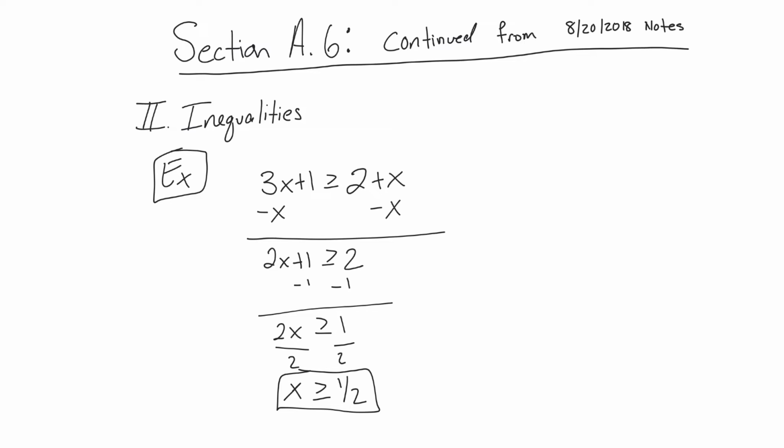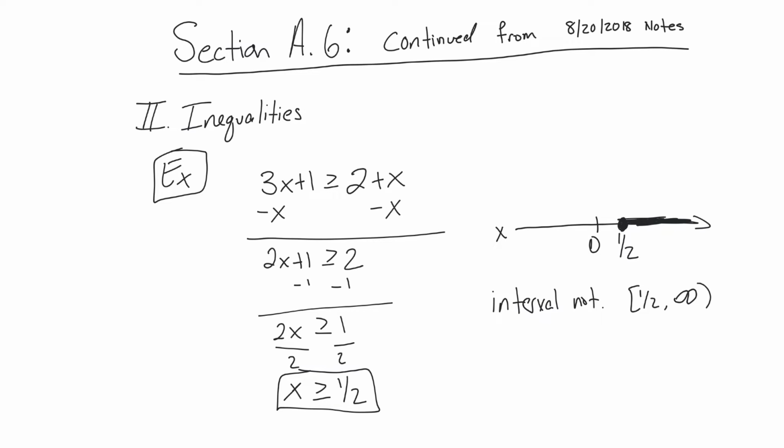Now let's graph that. On the number line, here's 0, and we'll say this is 1/2. We're going to have a closed, filled-in circle and then shade everything to the right of that. So that's what the graph would look like. And then in interval notation, that would look like 1/2, including 1/2, all the way up to infinity. All right, so these are 3 different ways of representing that same solution.